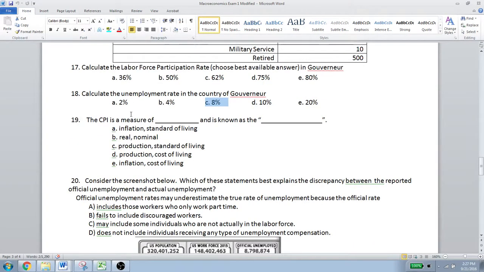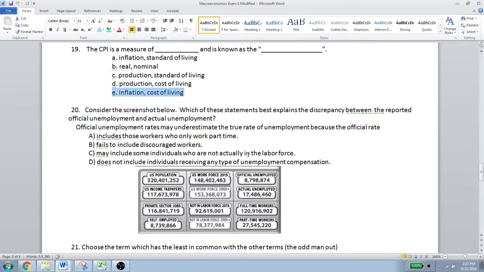Number 19. The CPI is a measure of inflation and is known as the cost of living. E is the correct answer for CPI.